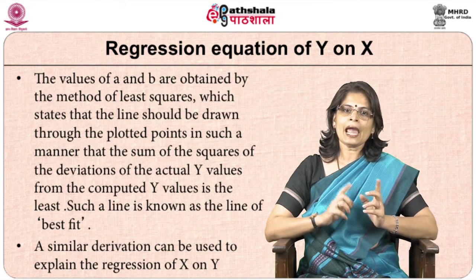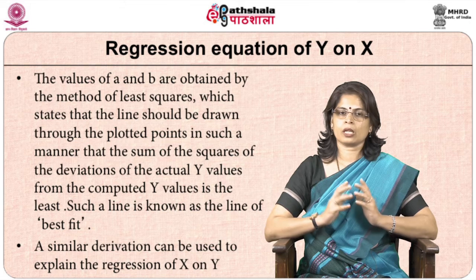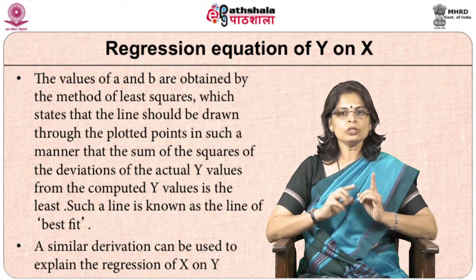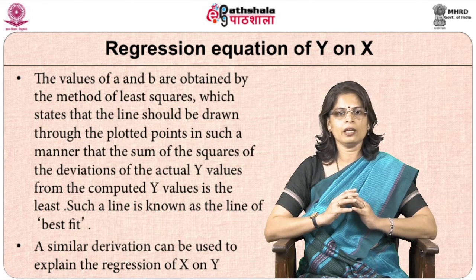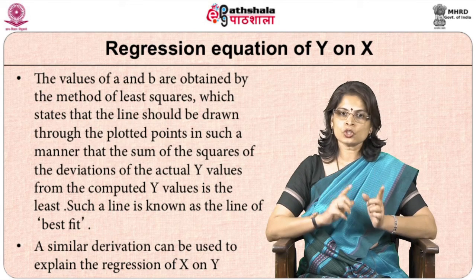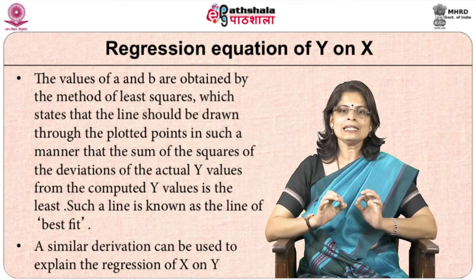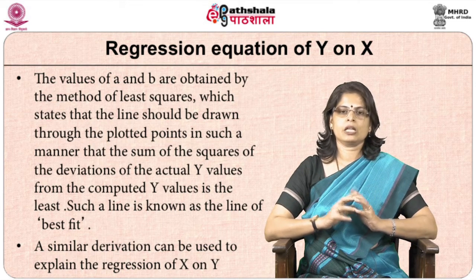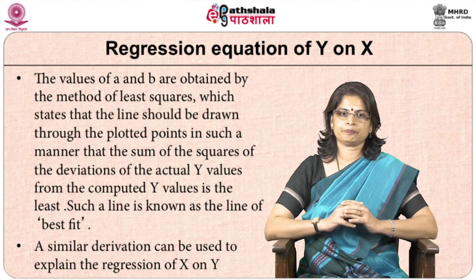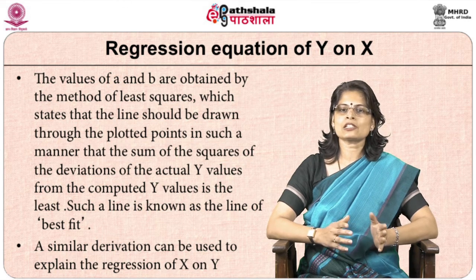The values of a and b are obtained by the method of least squares. According to this method, the line should be drawn through the plotted points in such a way that the sum of squares of deviations of the actual y values from the computed y values is the least or the minimum. Such a line is known as the line of best fit. A similar derivation can be used to explain the regression of x on y.